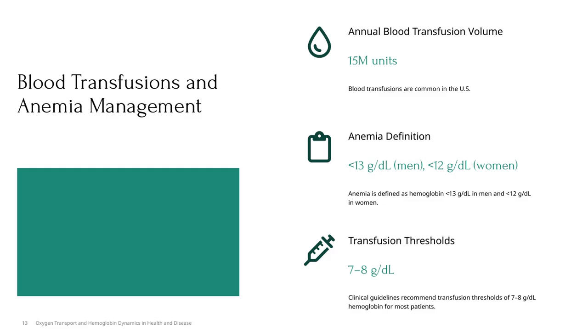Clinical guidelines suggest that for most patients, transfusions are recommended when hemoglobin drops to around 7 to 8 grams per deciliter. This range is considered safe and effective for restoring adequate oxygen transport without unnecessary transfusions. So, understanding these thresholds is key because they guide us in making evidence-based decisions about when to transfuse, balancing the benefits of increasing oxygen carrying capacity against potential risks. All of this ties into our broader discussion of hemoglobin dynamics and how they impact health and disease management.